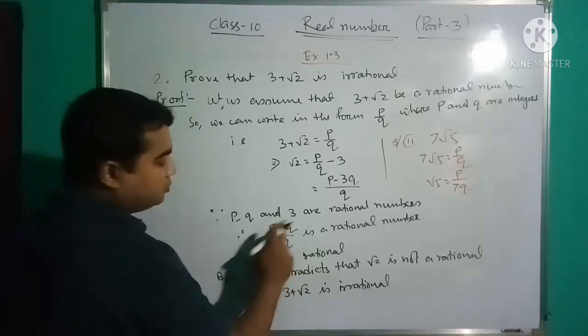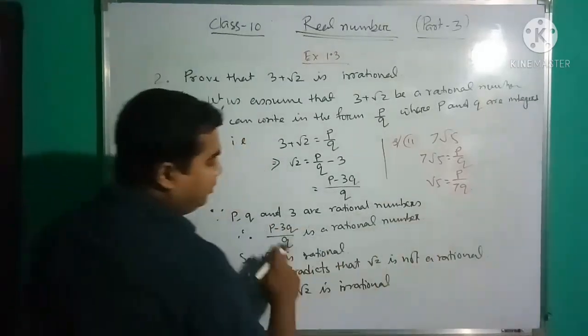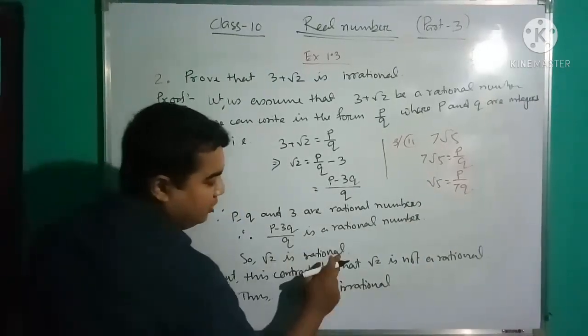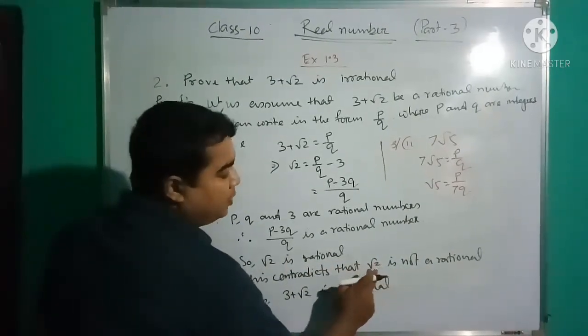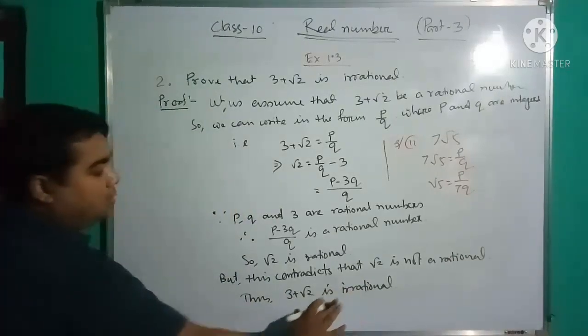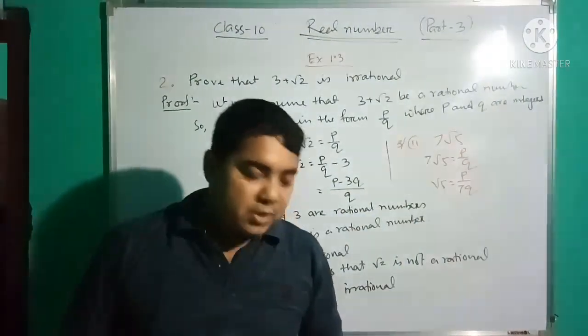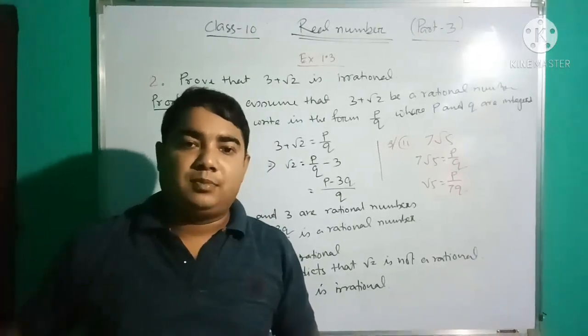Therefore, their calculation is a rational number. Therefore, we will write root 5 is a rational number. But this contradicts that root 5 is not a rational number. Thus, we conclude that 7 root 5 is not a rational number. So, question number 3, all questions are the same. Okay.